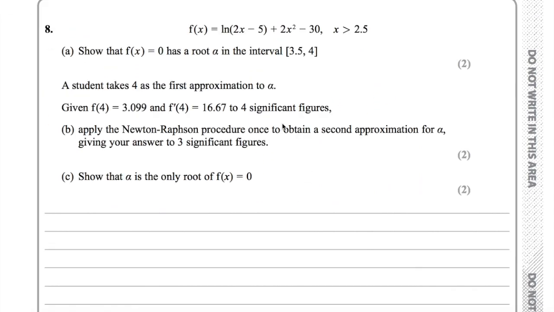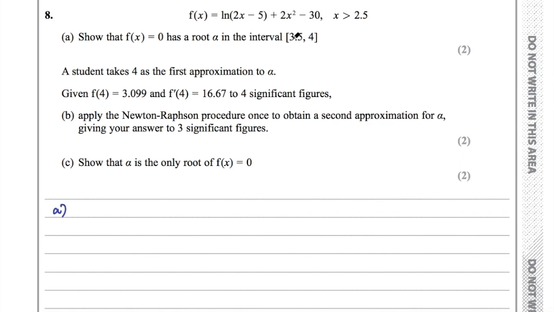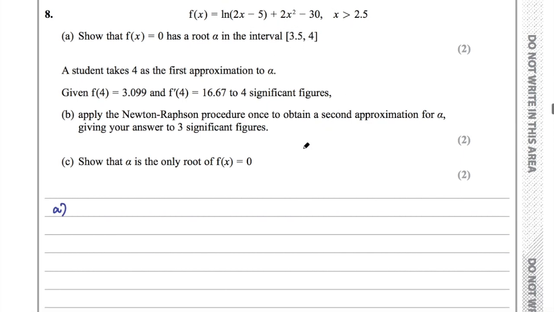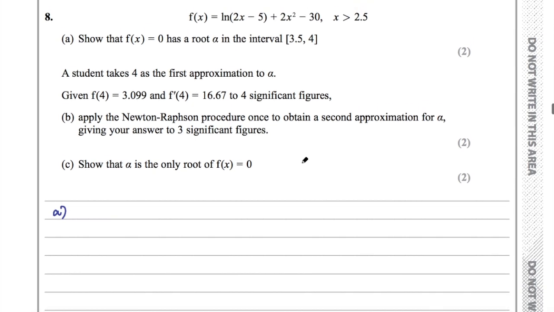Question 8 gives us a function f of x equals the log of 2x minus 5 plus 2x squared minus 30, where x is greater than 2.5. And part A says show that f of x equals 0 has a root alpha in the interval 3.5 to 4. And this first question is for 2 marks. So what we need to do is to substitute these values, 3.5 and 4, into this equation and show that there is a solution there.